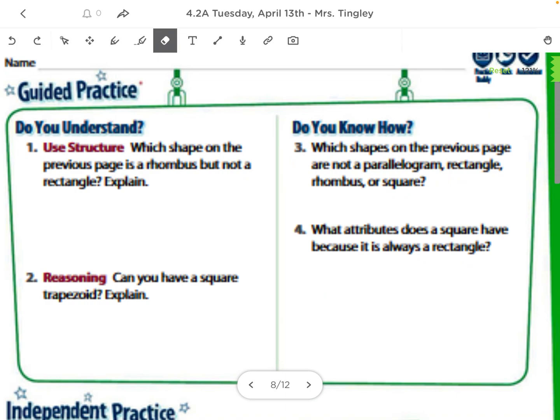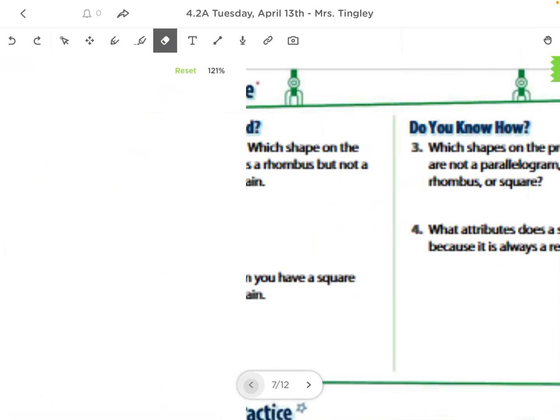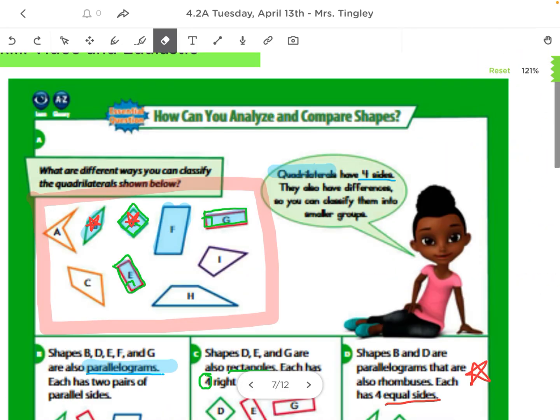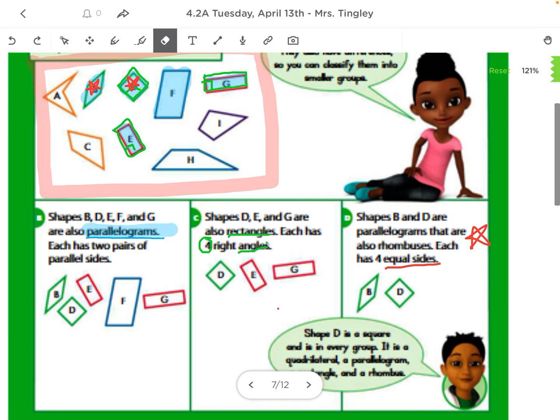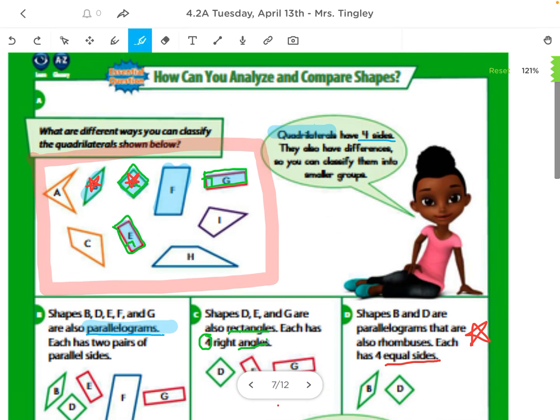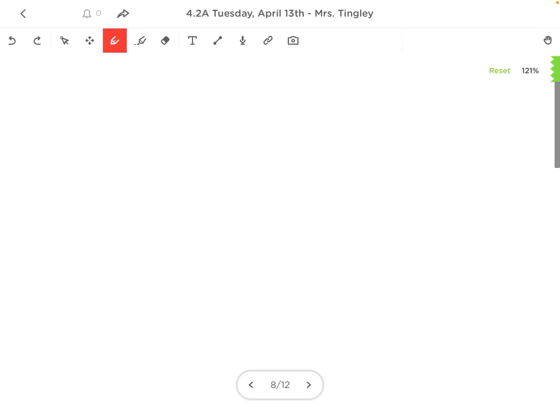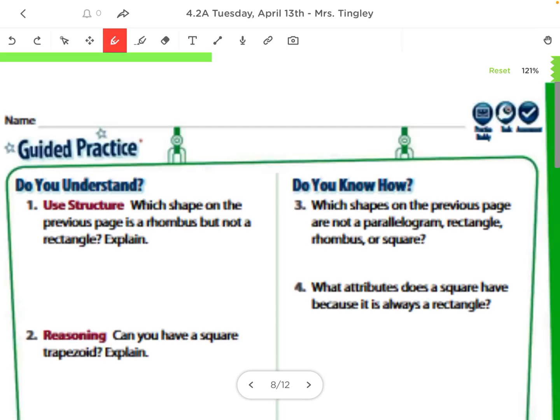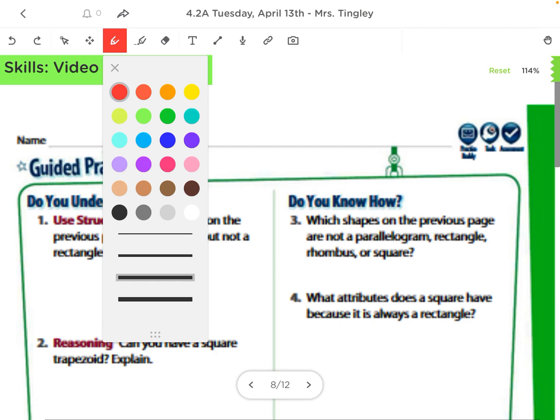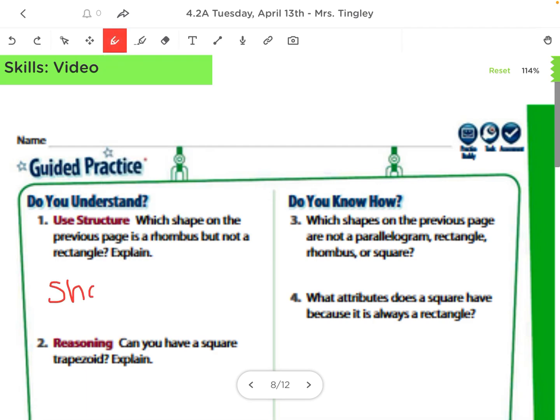Move on to the next page. Use structure. What shape on the previous page is a rhombus but not a rectangle? Well, let's look back. A rhombus has a star. So let's look at these 2 options. They both have a star, but it's not a rectangle. It's not outlined in green. Well, that is shape B. I'll let it load. Shape B.